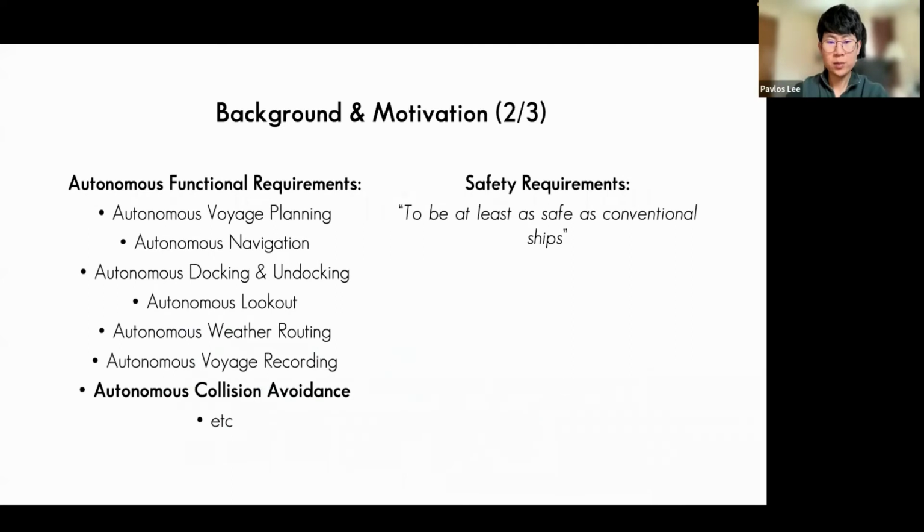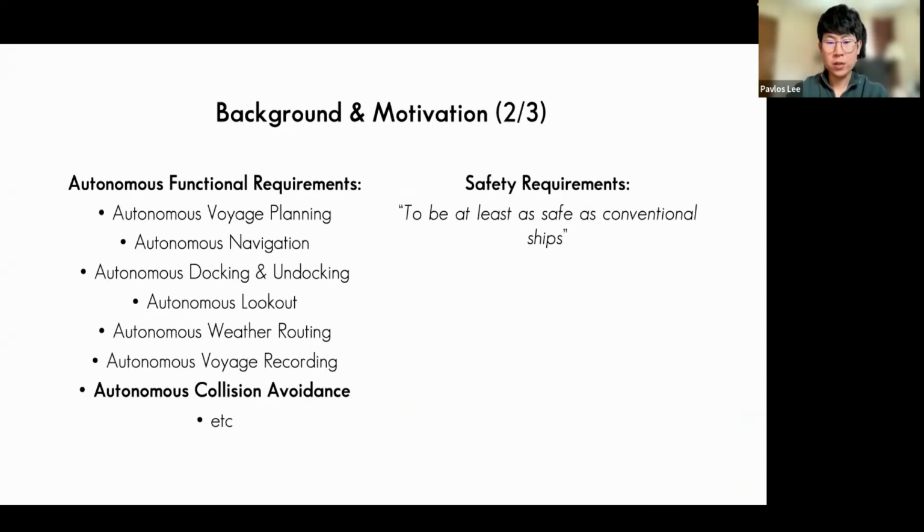The autonomous systems are expected to perform various conventional functions, such as the navigation, lookout, collision avoidance, etc. However, a basic precondition is that they are able to perform these functions at least at the same level as humans, so that the autonomous ships can be at least as safe as the conventional ones.